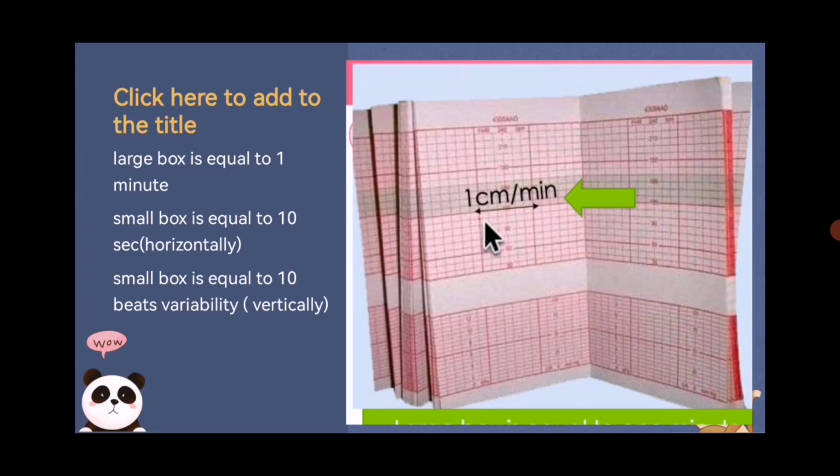Now this is very important. Fetal heart rate tracing: large box is equal to 1 minute, small box is equal to 10 seconds horizontally. You can see in each large box there are 6 small boxes. So each small box horizontally represents 10 seconds. Similarly, small box is equal to 10 beat variability vertically.